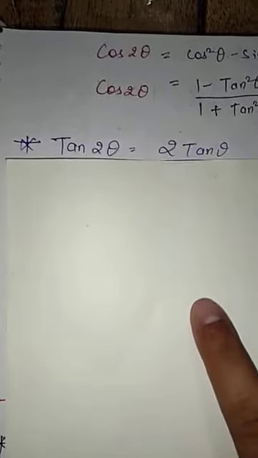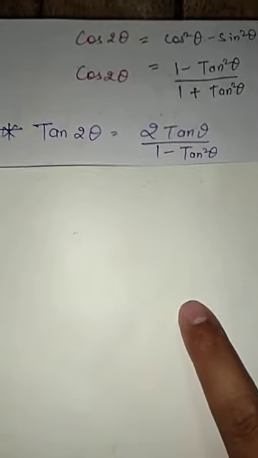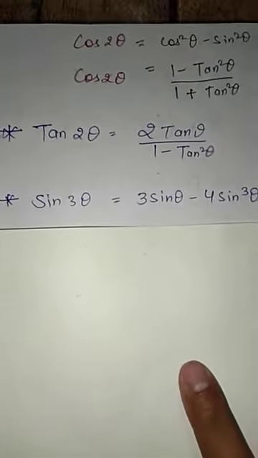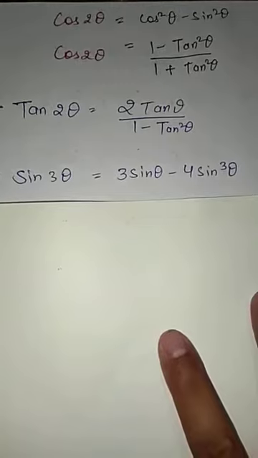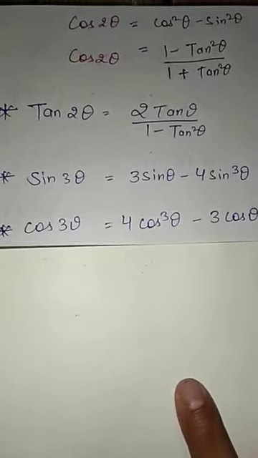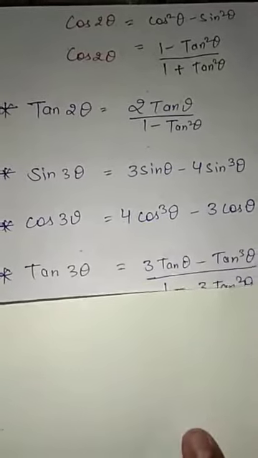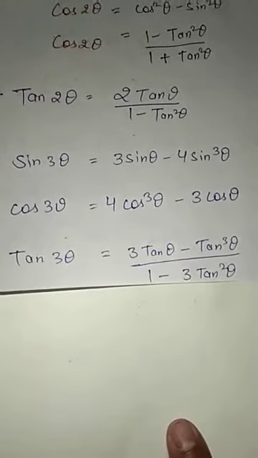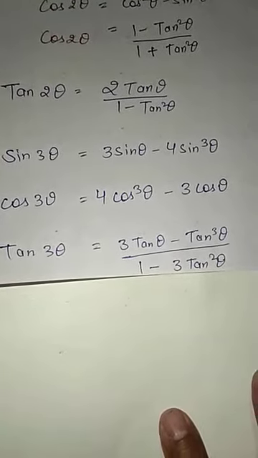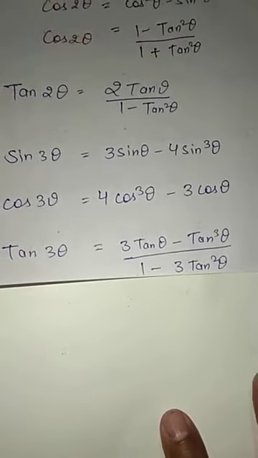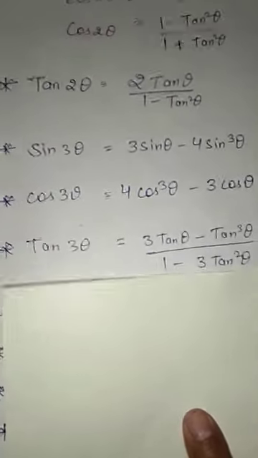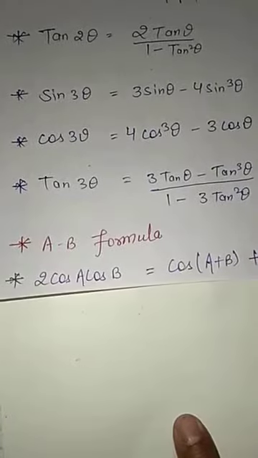So now tan 2 theta is 2 tan theta upon 1 minus tan square theta. Now sin 3 theta is 3 sin theta minus 4 sin cube theta. Cos 3 theta is 4 cos cube theta minus 3 cos theta. And tan 3 theta is 3 tan theta minus tan cube theta upon 1 minus 3 tan square theta. Now comes the AB formulas.